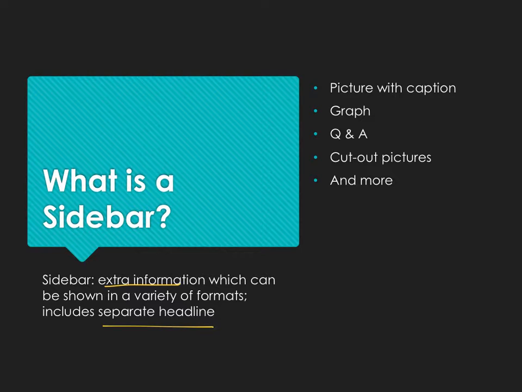Now, sidebars could be, for that 1 level, a picture with a caption and a headline. It could be a graph. It could be a Q&A, so you've got a question, you have multiple people answer it. It could be cutout pictures, multiples, and many other options. The key here is that you are taking a slightly different angle on whatever subject you're looking at for the spread and whatever angle you've already taken.